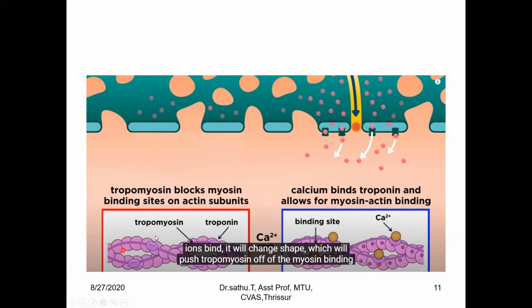Due to the structural changes, what happens is the tropomyosin. In the relaxed state, the tropomyosin will be binding with the site on the actin where myosin comes and binds. Once the structural changes take place, the tropomyosin moves away from this site. See, this is the site where the myosin head will come and bind. In the relaxed state, it is covered by the tropomyosin. But for the contraction to take place, it will be moving away from this site. So this site where the myosin comes and binds is now free for the myosin head to come and bind.